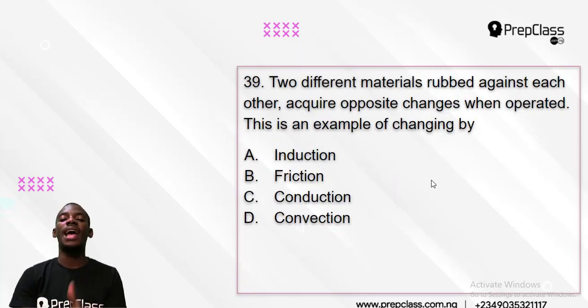Let's check number 39. There is more than one way to charge a metal. One of such ways is induction. We can also have many ways by the electricity method, that's under magnetism, how to create a magnet. But this question is asking: when you rub a body against a second body, and the body gets charged, what is the meaning of that process? Is it induction, friction, conduction, or convection?